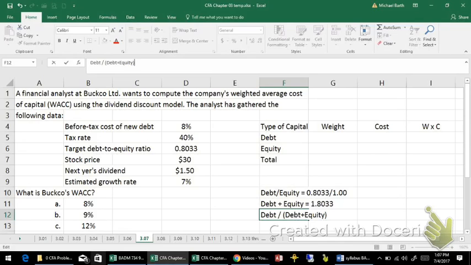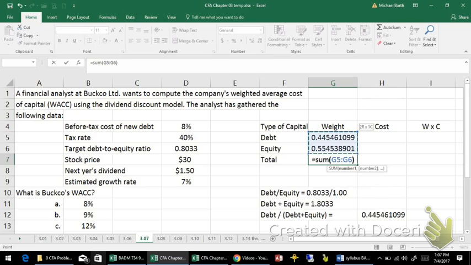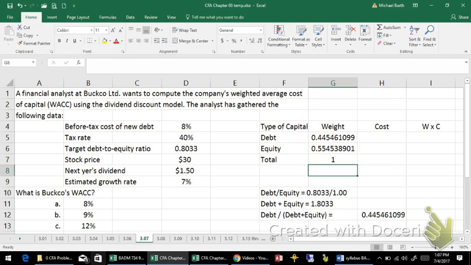The debt divided by debt plus equity would be equal to 0.8033 divided by 0.8033 plus 1. So that's the proportion of total capital. That's debt. The rest of it's equity. And so you've got about 45, 55 as the ratio. So there's about 45% debt, about 55% equity.